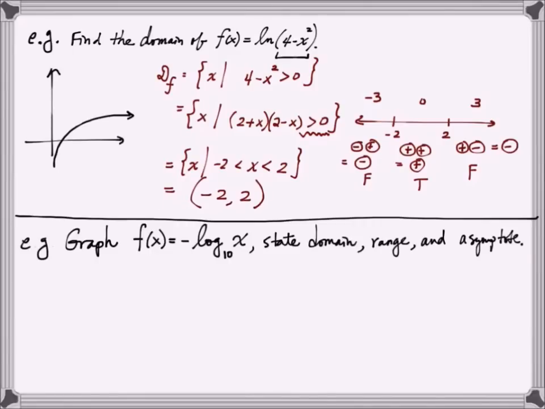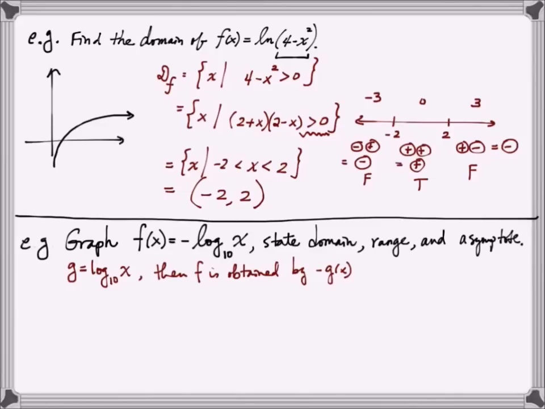The last example here, I'm going to graph f of x equals negative log base 10 of x. I'm going to state the domain, range, and any asymptote for this function. First, let's realize that if we let g be the simple log function of base 10, then we can obtain f by simply putting a negative sign in front of g.